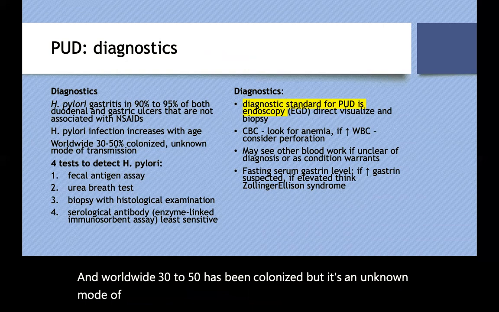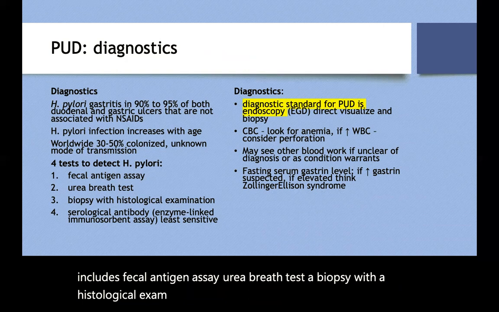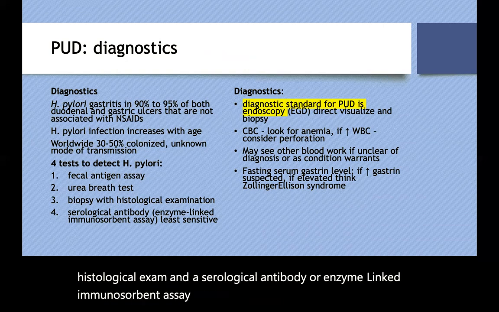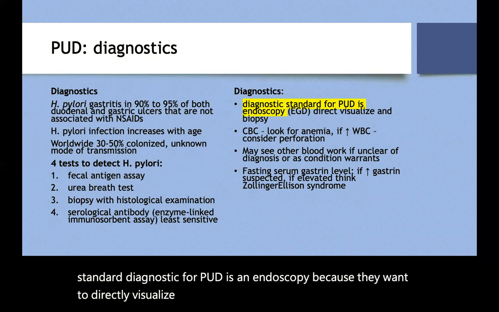There are 4 tests to detect H. pylori. That includes fecal antigen assay, urea breath test, a biopsy with a histological exam, and a serological antibody or enzyme-linked immunosorbent assay, the least sensitive test. Okay. Diagnostics, the standard diagnostic for PUD is an endoscopy, because they want to directly visualize and biopsy.